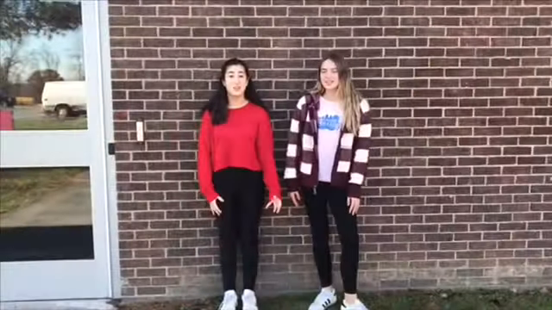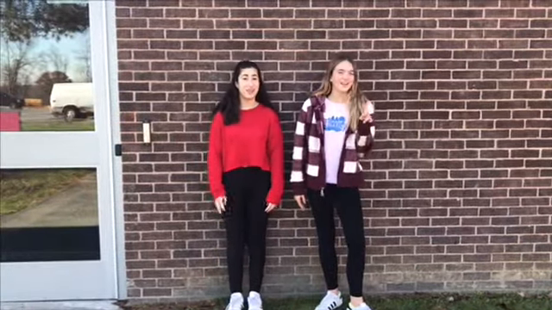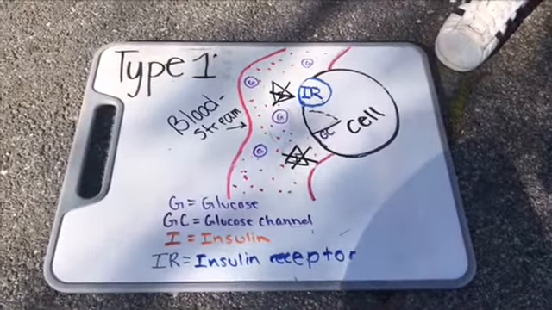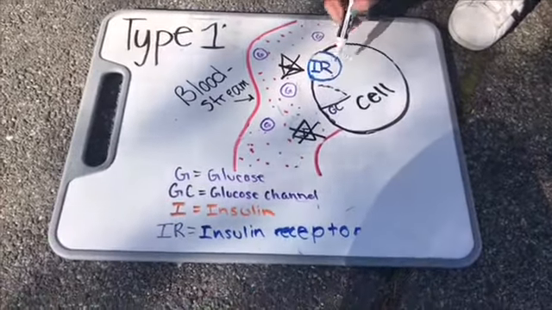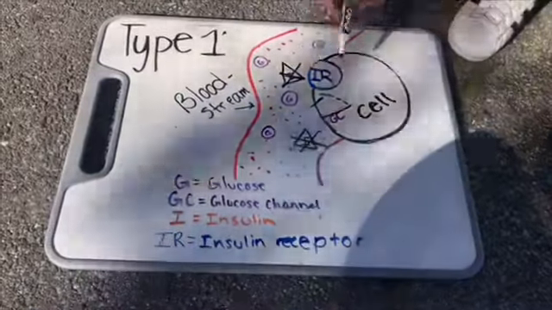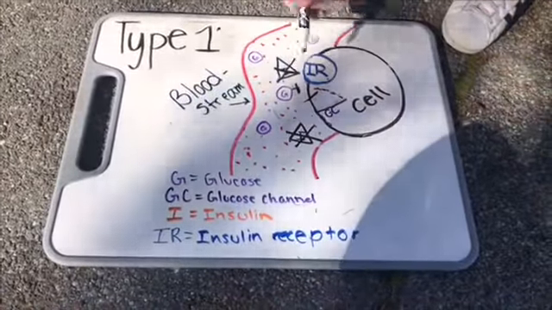There are two types of diabetes, type 1 and type 2. First, we will learn about type 1 diabetes. Usually, the insulin will bind to the insulin receptor, and then the glucose channel will open, and the glucose will enter the cell, and then the cell will have energy. But in the case of people who have type 1 diabetes, there is no insulin. Their body just doesn't produce it. So, nothing binds to the insulin receptor, the glucose channel doesn't open, and the glucose can't get to the cell, so the cell has no energy.